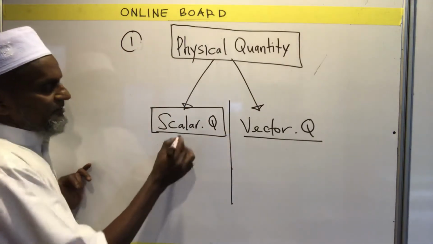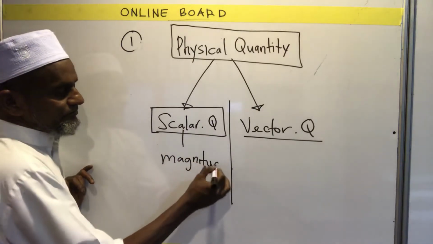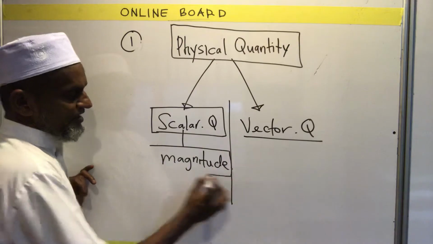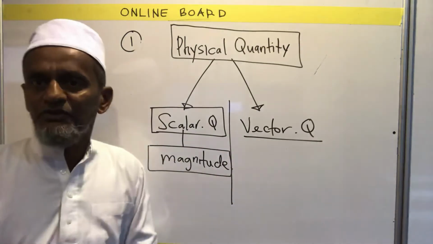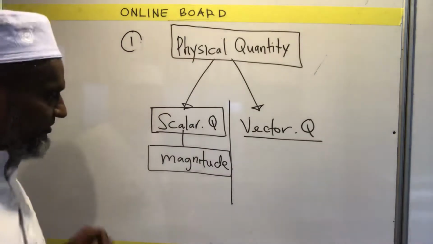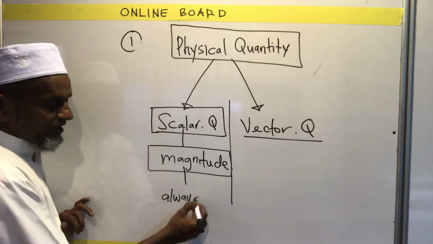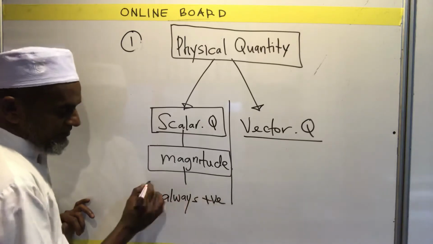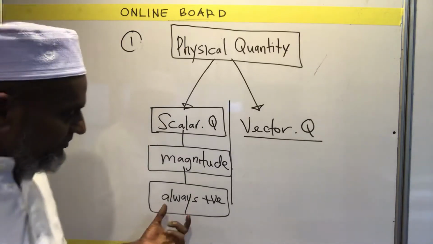Scalar quantity only has magnitude, meaning value. And its value is always positive. So a scalar quantity's value is always positive.